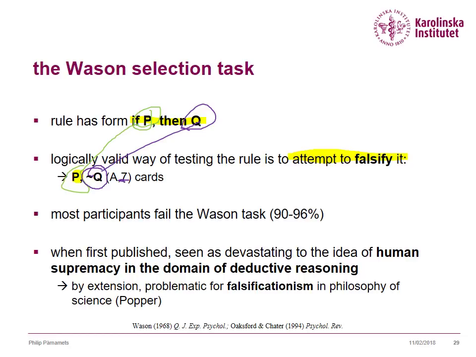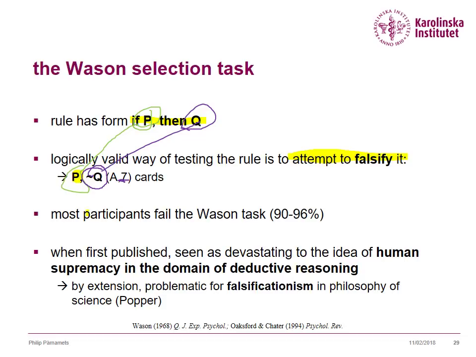Because the rule says that if there's a vowel, then there's an even number on the other side. The rule doesn't say that all even number cards need to have vowels, only that if it's a vowel, then it has to be even numbered. So if you turn over the odd number and see whether there is a vowel, that will help you falsify the rule.